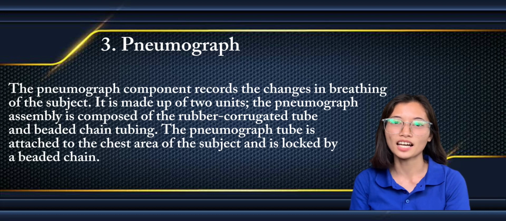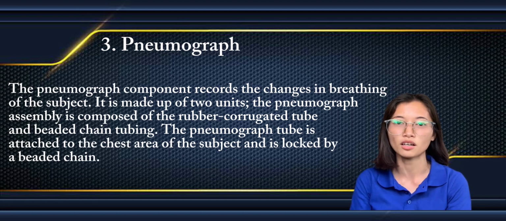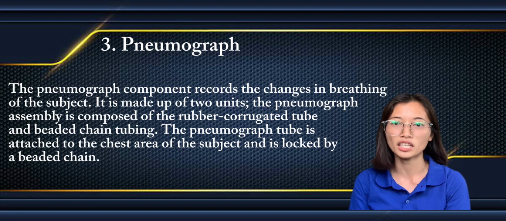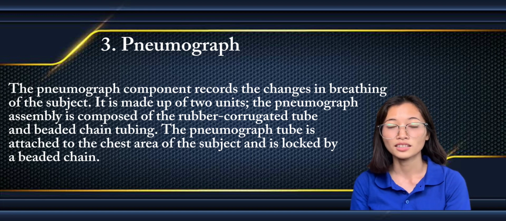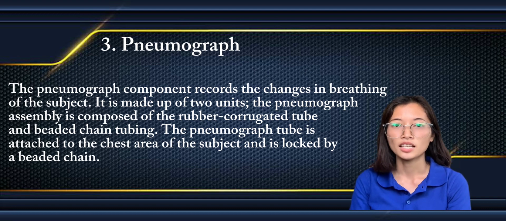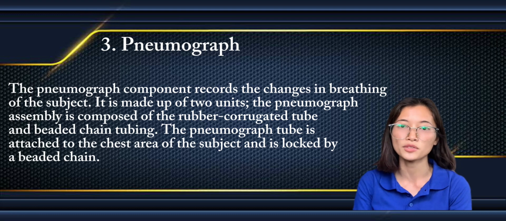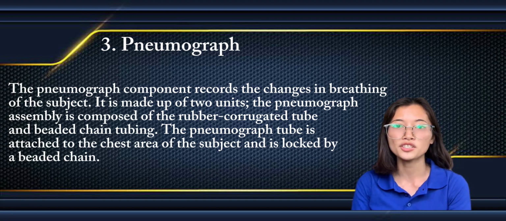Pneumograph. The pneumograph component records the changes in breathing of the subject. It is made up of 2 units. The pneumograph assembly is composed of the rubber corrugated tube and beaded chain tubing. The pneumograph tube is attached to the chest area of the subject and is locked by the beaded chain.